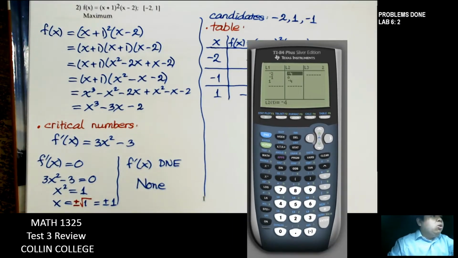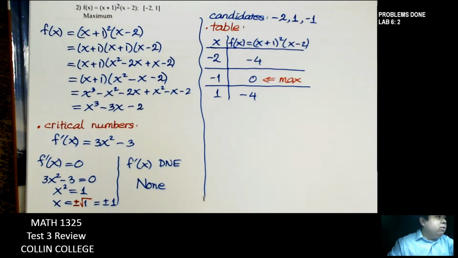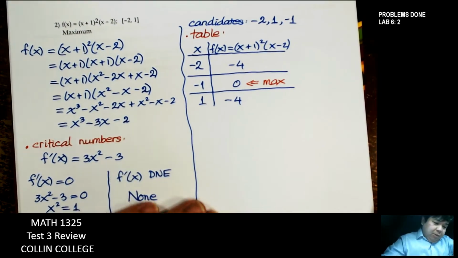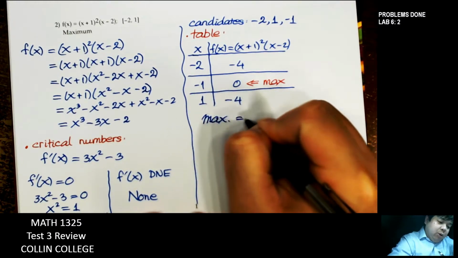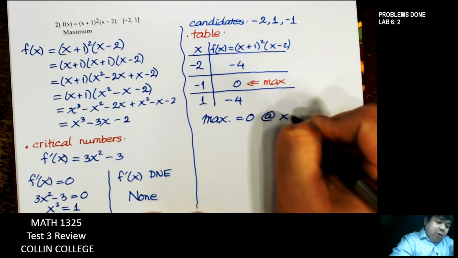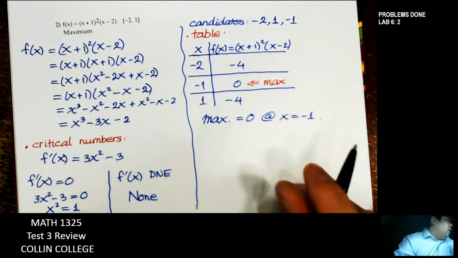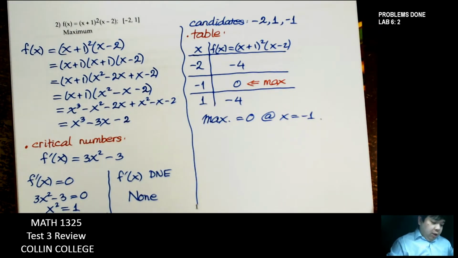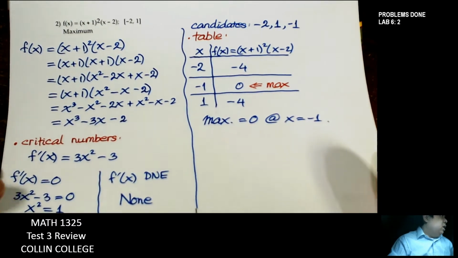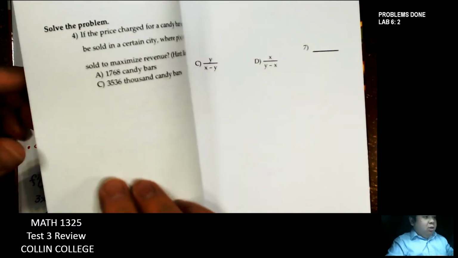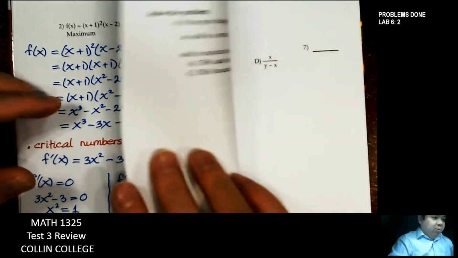Check real quick. Right. That's the maximum. Let me put the calculator. Right. So that's what we have. So we write the maximum equal to 0 at x equal to negative 1. It'll be just like that.